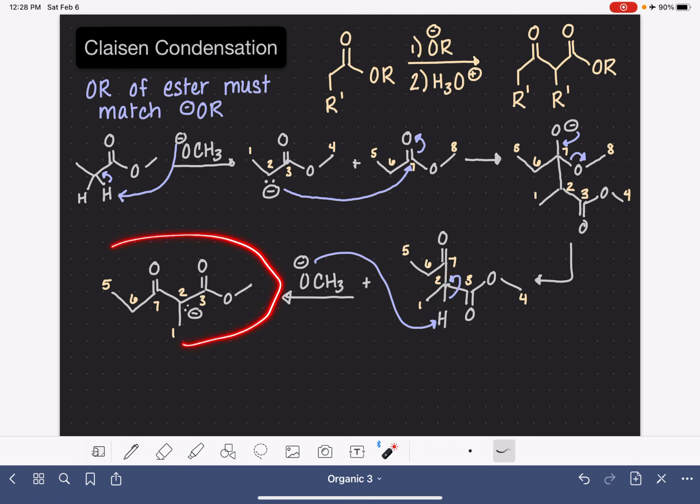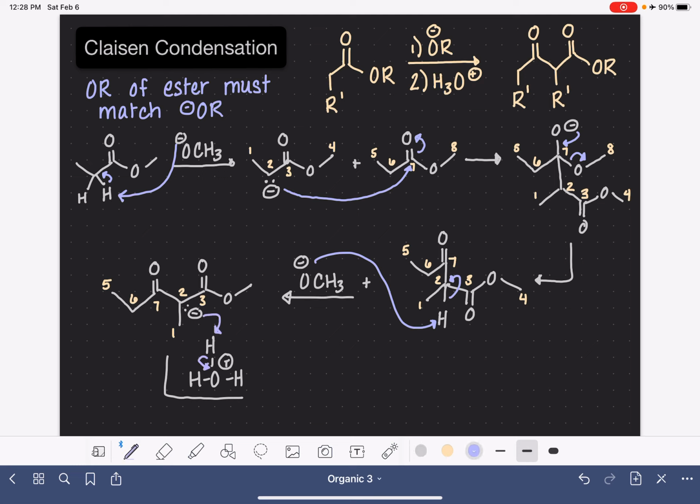And again, this is not the product that we're trying to make. It's just been unintentionally deprotonated by the methoxide. So this is why we need step number 2 with H3O+. That second step with the H3O+, we're going to put that proton back onto carbon number 2 so that we end up with the product that we actually want. And it's going to look like this.